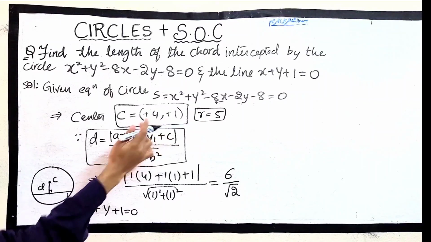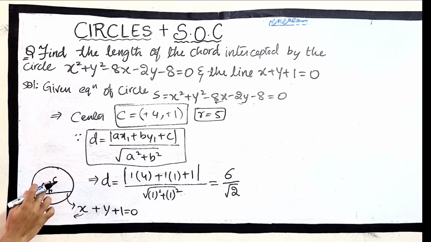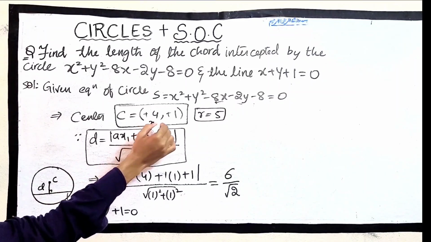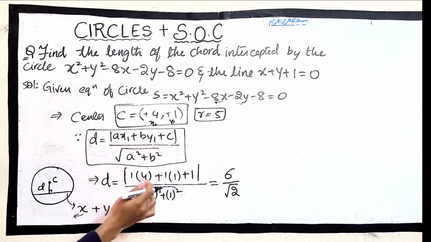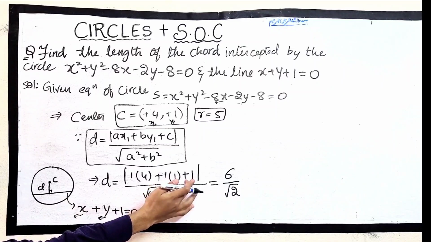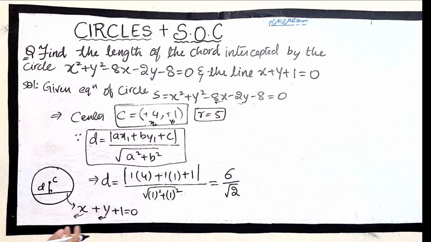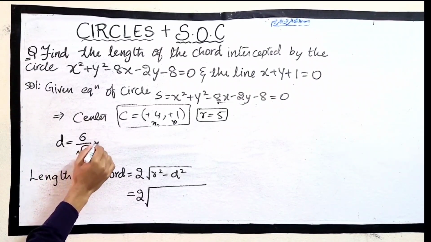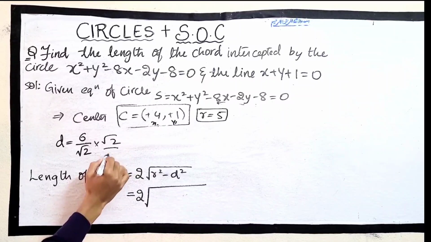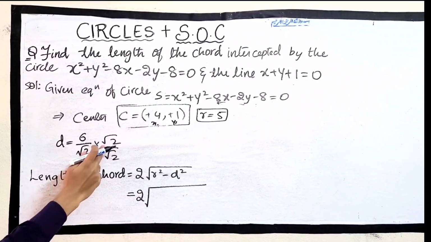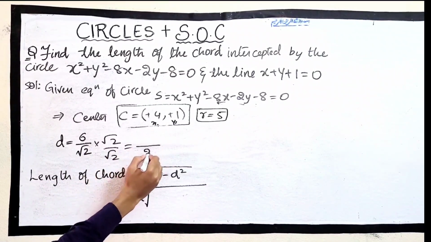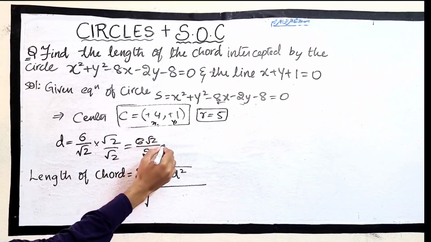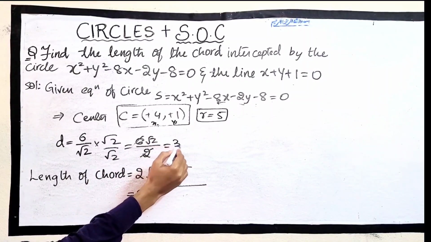And x1 and y1 are the center, because we are calculating the distance from the center to the line. So this is your x1 and this will be your y1. Just substitute x1, y1 as 4 and 1, and b will be the coefficient of y, which is 1, and c will be the constant term in the equation of the line. I substituted and got d as 6 by root 2. So just rationalize the denominator. Rationalizing is nothing but multiplying and dividing with the denominator, root 2. Root 2 into root 2 will be 2, and the numerator will be 6 root 2. You can cancel the 2. So what will be the d?